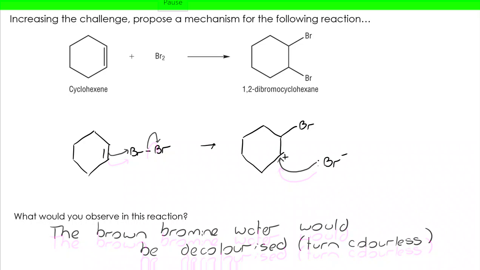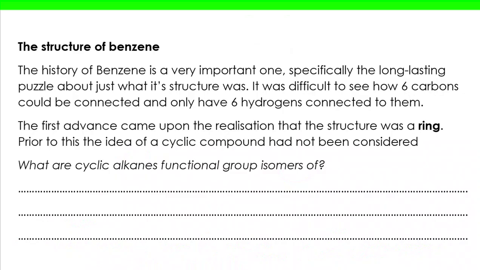So the remainder of this video is going to be focused on the structure of benzene. It is a very important story, the history of benzene. It took a long time to get to the structure. Initially, one of the big problems was working out how 6 carbons could only have 6 hydrogens connected to it. And one of the first major steps in terms of getting to the structure was the understanding that it was a cyclic structure, a ring structure.